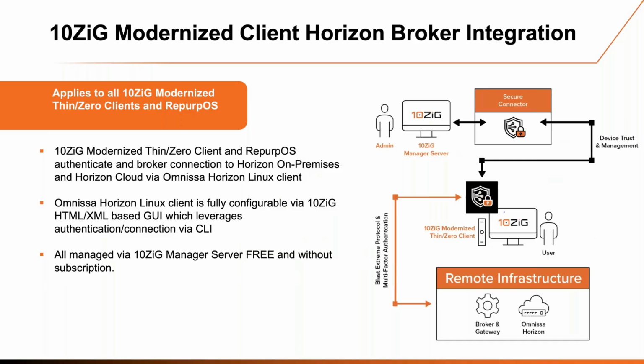From here, the Horizon client connects to the Horizon broker and gateway, where user authentication is performed, and then any desktops or applications that we connect to, like we saw in Christina's demo, are connected through the Blast Extreme protocol. As mentioned, all of this is then managed centrally through the Tenzing Manager. The Tenzing clients connect to Tenzing Manager from any location using the Tenzing Secure Connector. So whether they're remote or local, everything is managed through the Secure Connector, which is the component that enables device trust and management. Tenzing Manager, as mentioned, is included completely free of charge with those endpoints that I've mentioned.